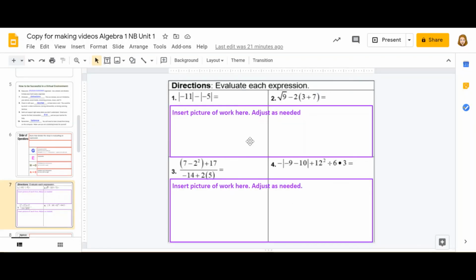Do make sure that it is legible. If we can't read your work, we can't give you credit for it. If you need to go back and take a new picture, please do so. Once you've inserted all your pictures, you are done.